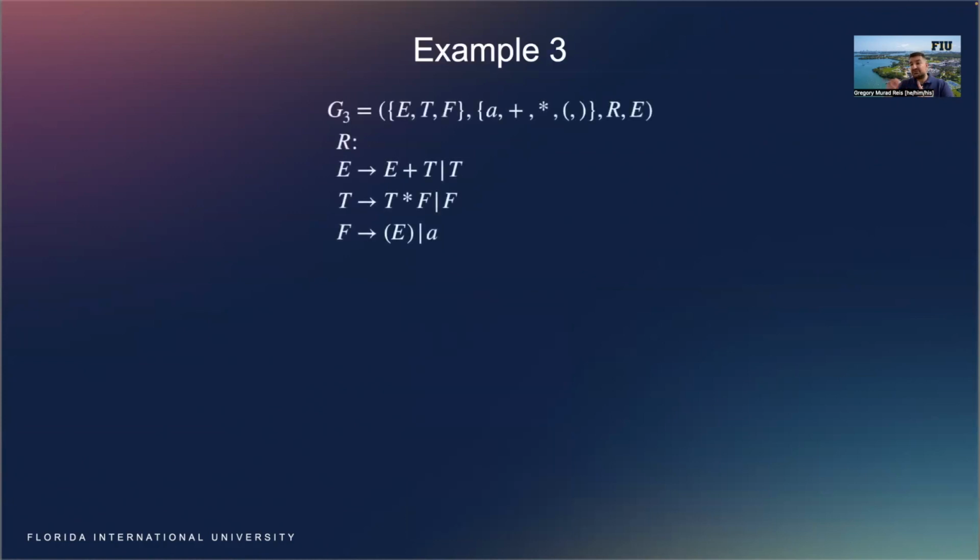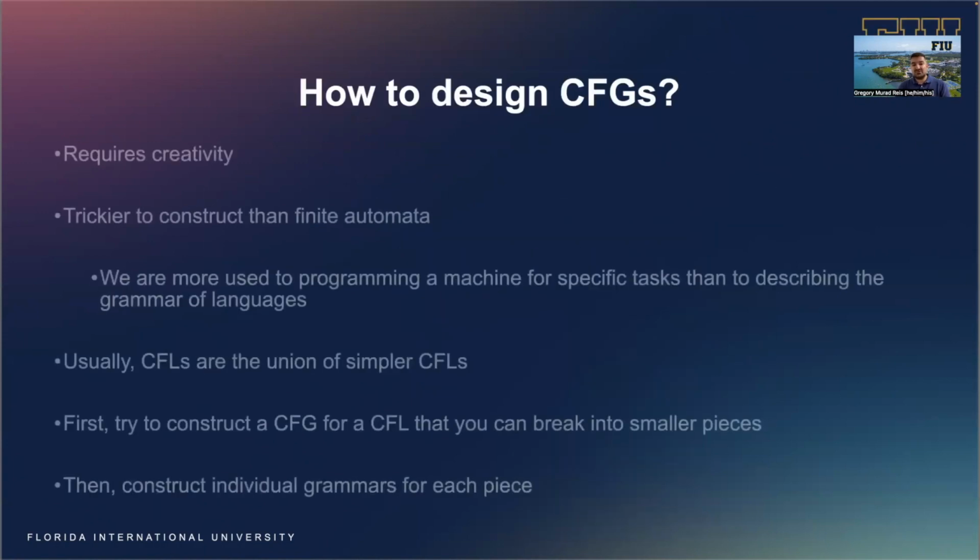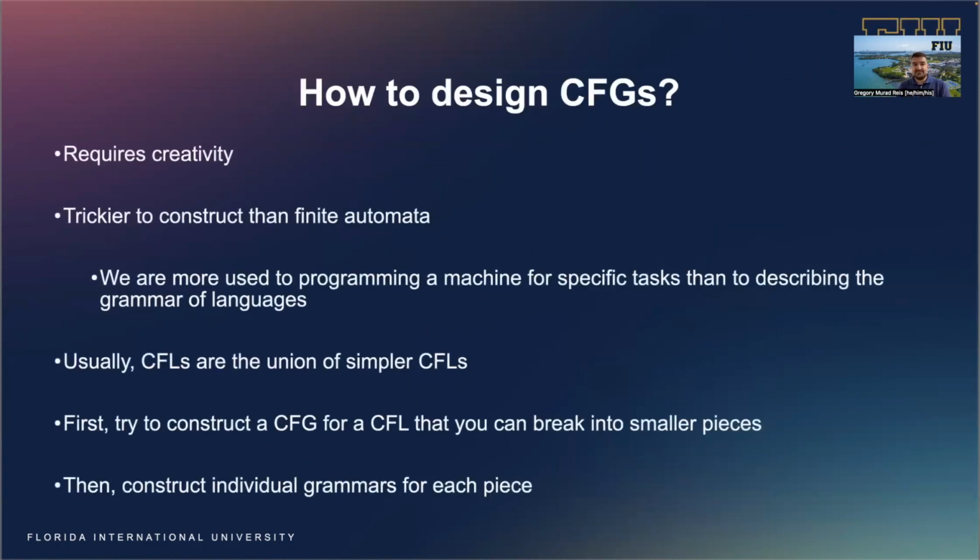In the next video, you'll see more examples of me doing this on the iPad and more exercises to come for you to practice, okay? You can also generate parentheses A plus A times A. So how to design? It needs creativity. It's trickier than finite automata because you have to think about the rules, and now you have to think recursively because you have a variable generating another variable. Don't worry, we're going to do more examples very soon.